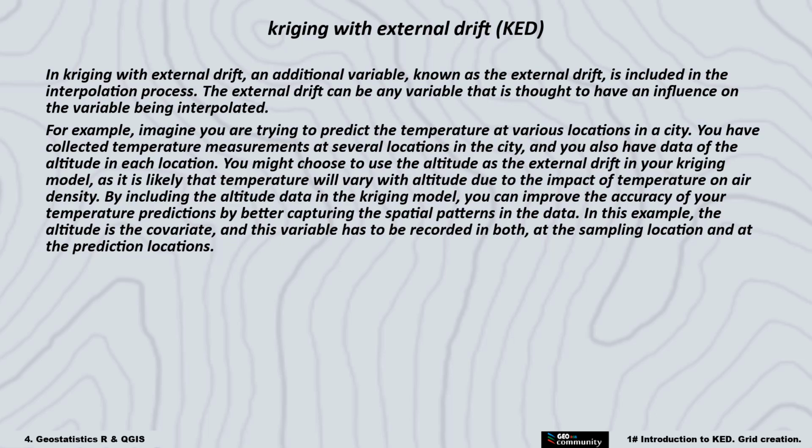And another very important thing is that the external drift variable has to be recorded both at the sampling locations and also at the prediction locations. The prediction locations are the locations where we don't have any sample, the unsampled locations, and they are the locations that are going to be defined at the grid interpolation. Then at the grid interpolation, each pixel needs to have the external drift variable.